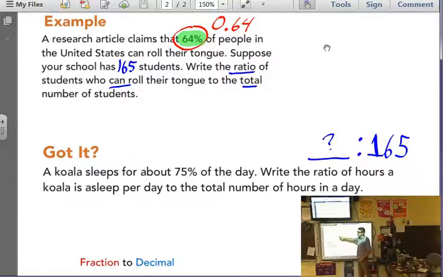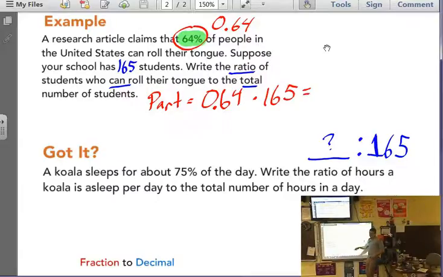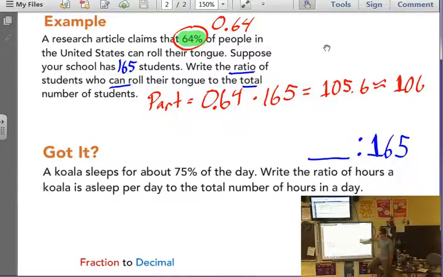So then to find my number of students or my parts, I'm going to take the rate value, the decimal value, multiply it by the number of students. Anyone with a calculator handy have this? What do you got, Shane? 105.6. Now, aside from if we have a partial student, we would need to round this to approximately 106. So, 106 students can roll their tongue compared to a total 165.